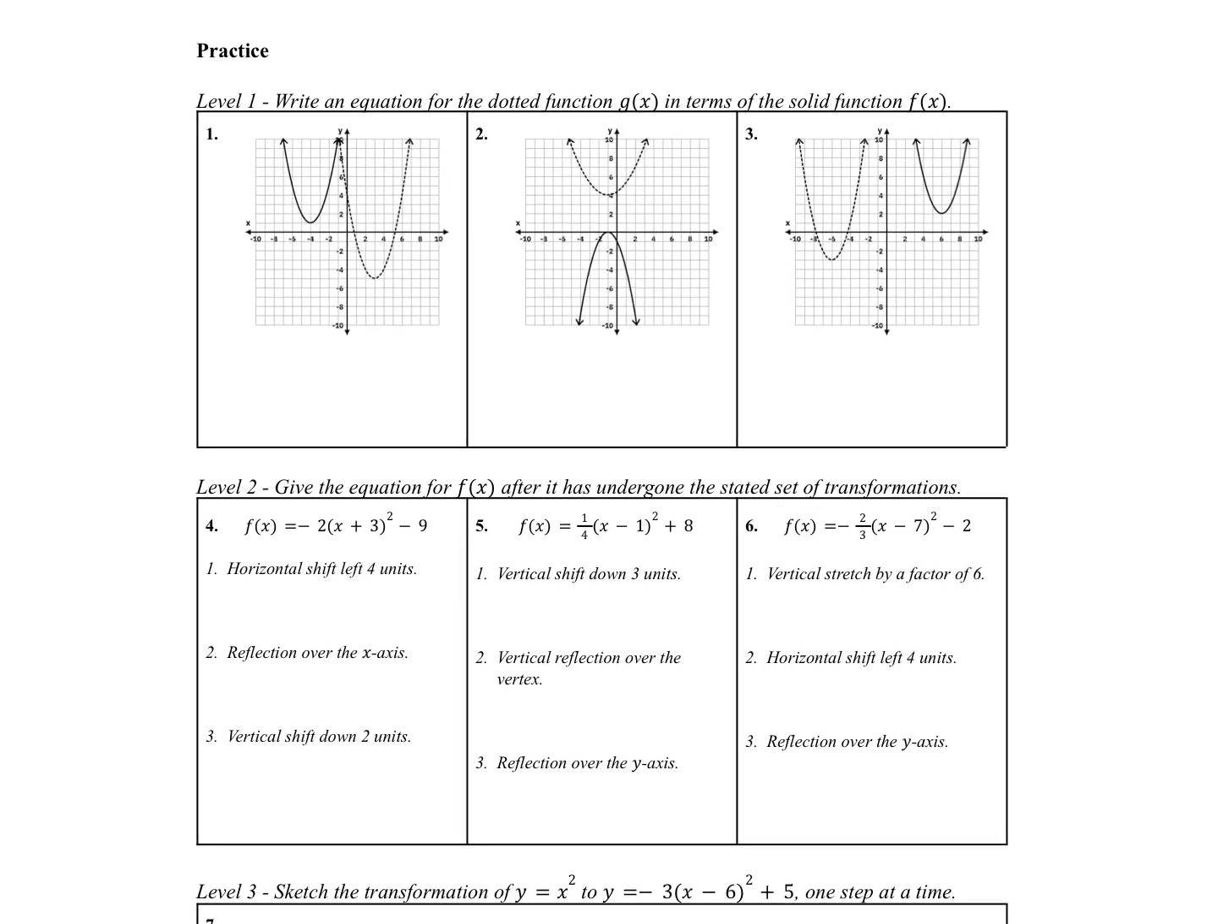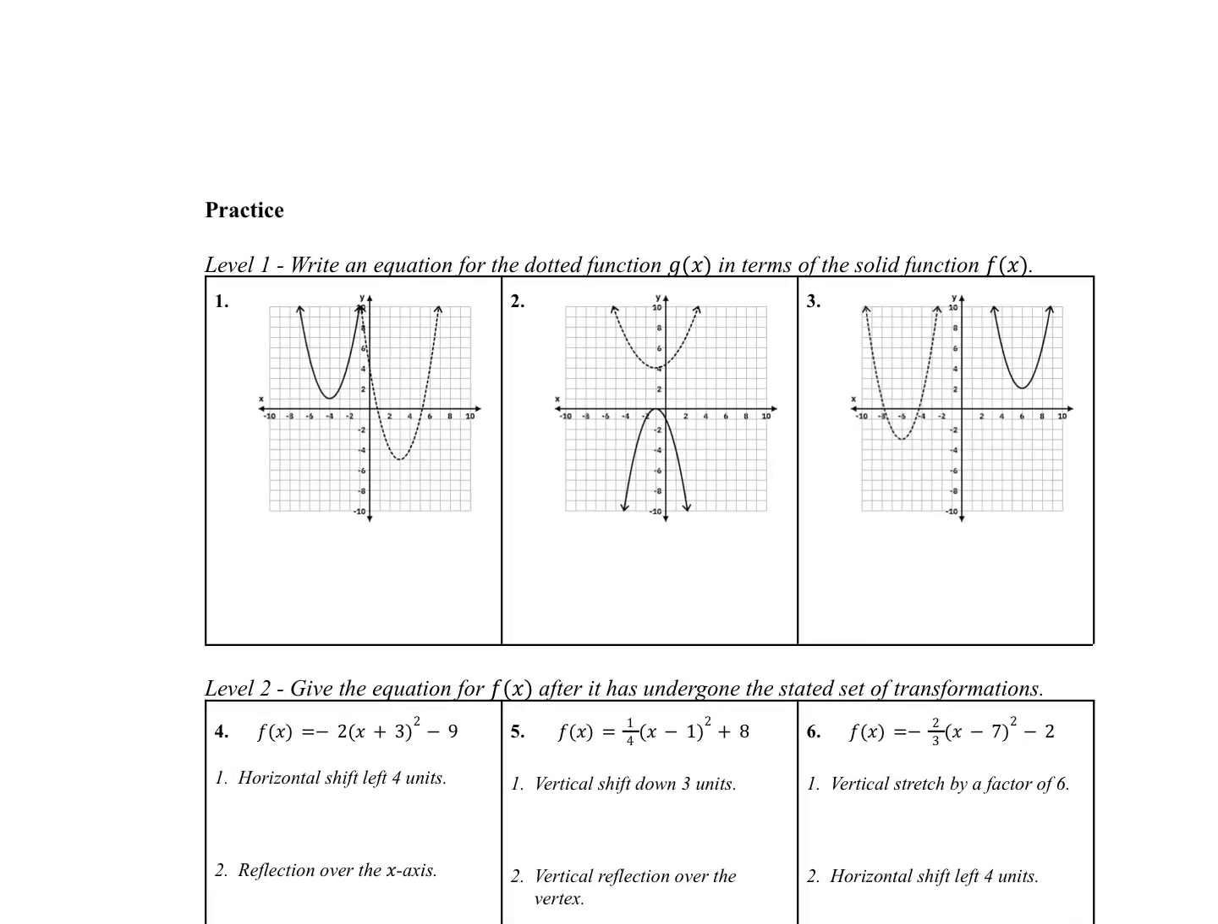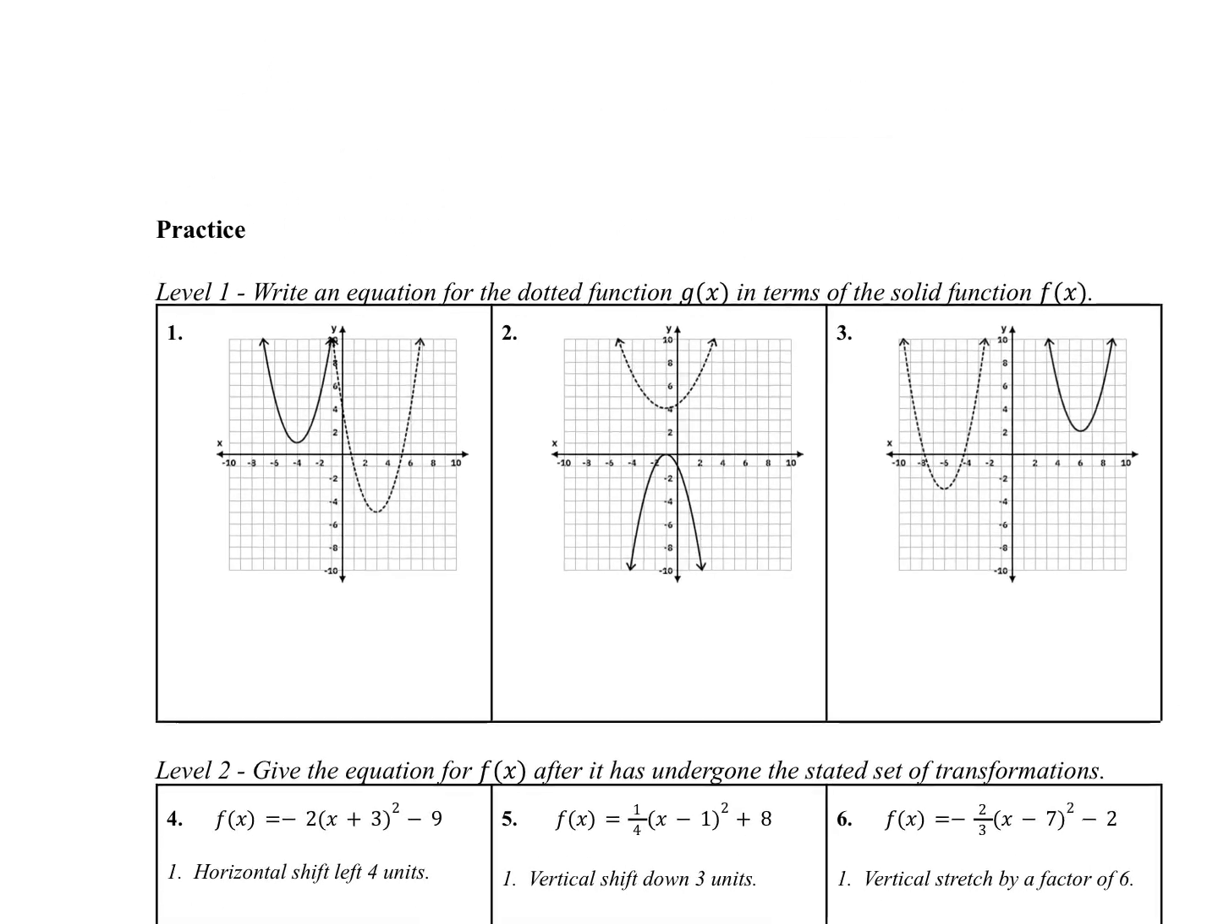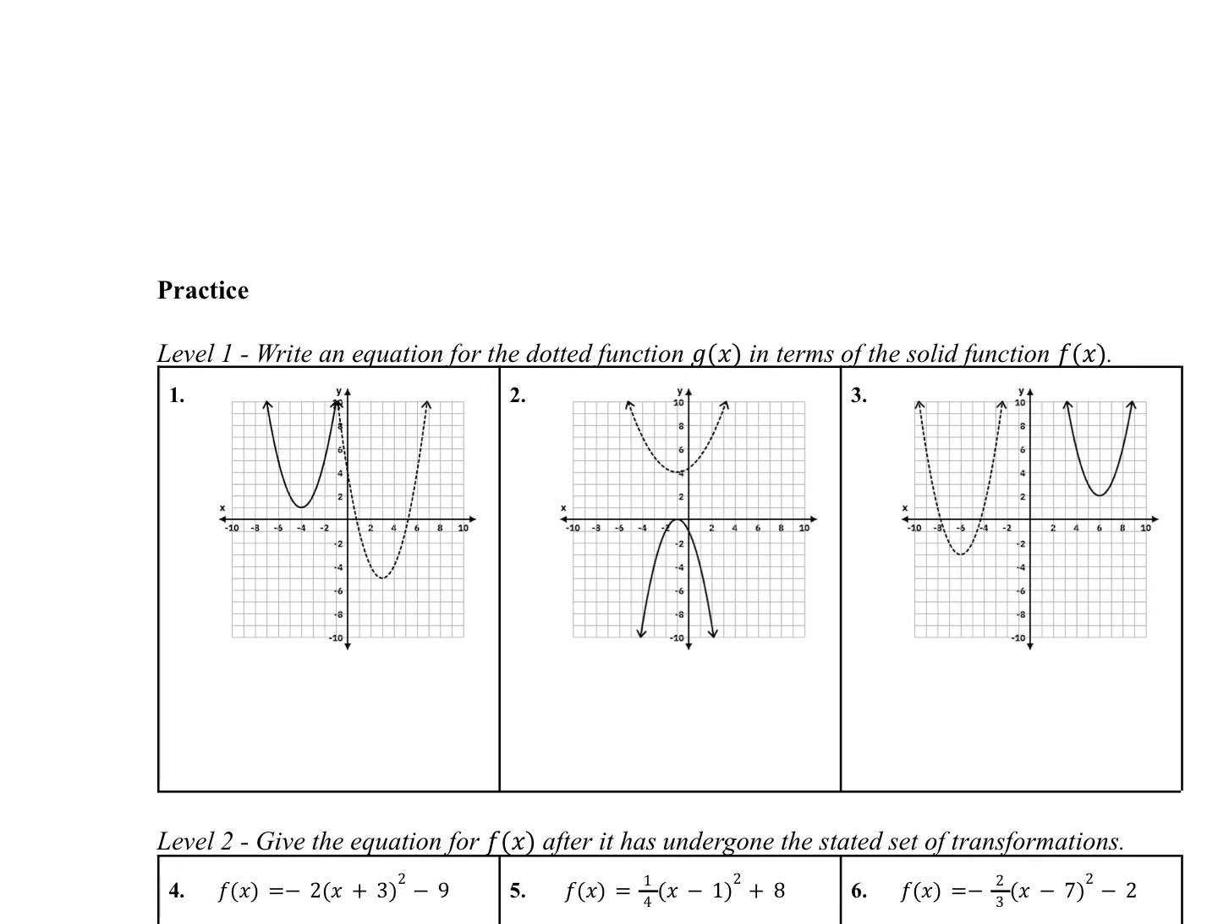All right, so in level one here, this is just you writing the equation of g of x in terms of f of x. So let's say I don't even know the equation of f of x. I just know that this thing is f of x. And in each case, the solid function is f of x. And I want to figure out the equation of this dotted function g of x.